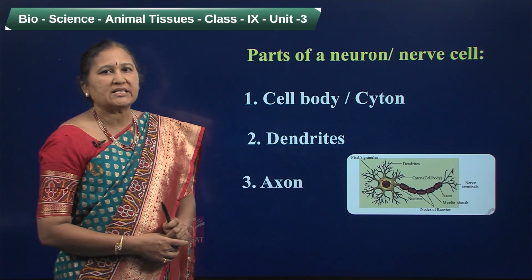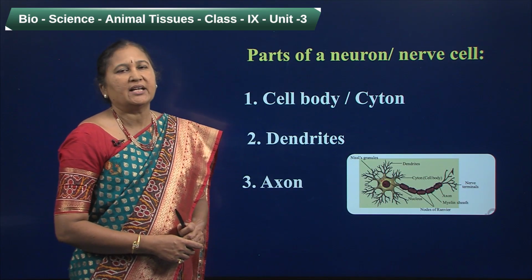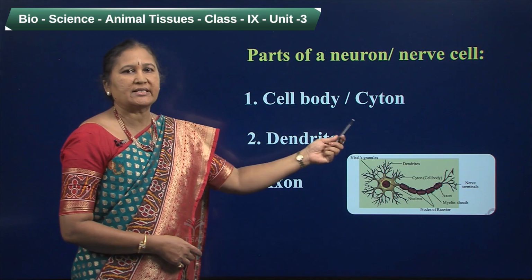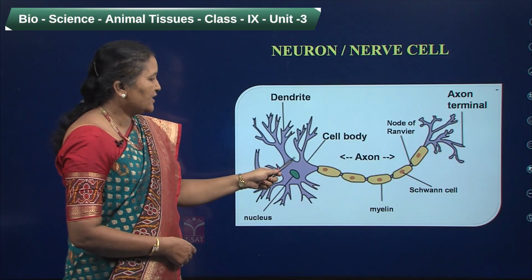And what are the parts of a neuron or a nerve cell? There are mainly three parts in the nerve cell. The first part is called the cell body or cyton, the second part is the dendrites, and the third part is the axon. So this is the cyton.